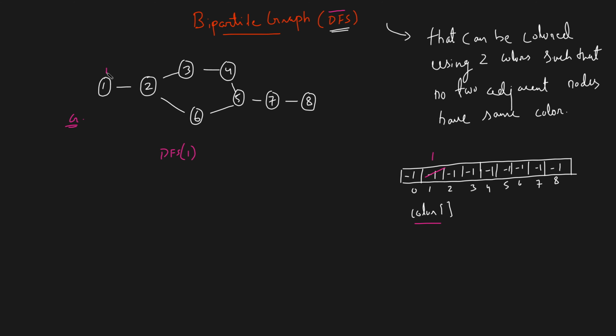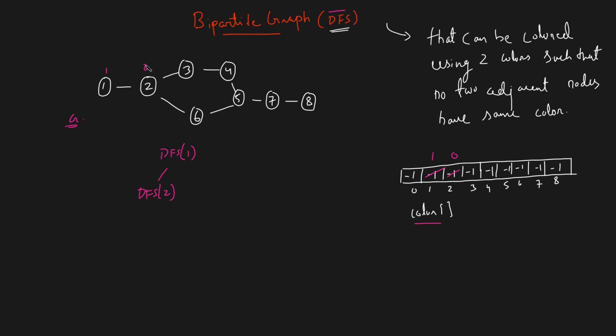It's 2. So before calling the DFS, yes, before calling the DFS, what you do is you color this 2 with exactly the opposite color that 1 has, because you know adjacent nodes should have opposite colors. So what you do is you color it with exactly the opposite color, and right after that you call the DFS for the adjacent node 2, right? Right. So you have colored this with 0.